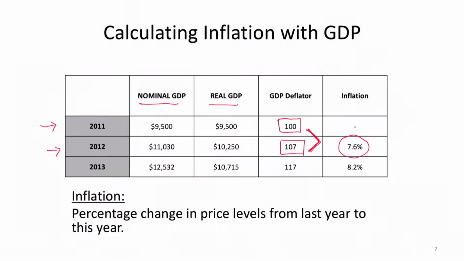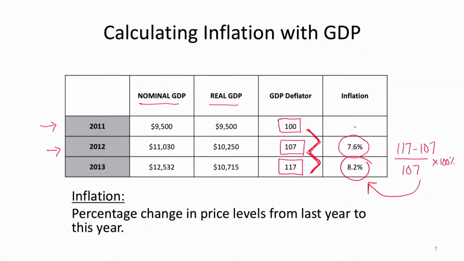Now, if we look at nominal GDP and real GDP in 2013, this gives us a GDP deflator of 117. So if we look at 117 minus 107, divided by 107, times 100%, this gives us an inflation rate of 8.2%. So we see that prices are rising by 8.2% from 2012 to 2013.